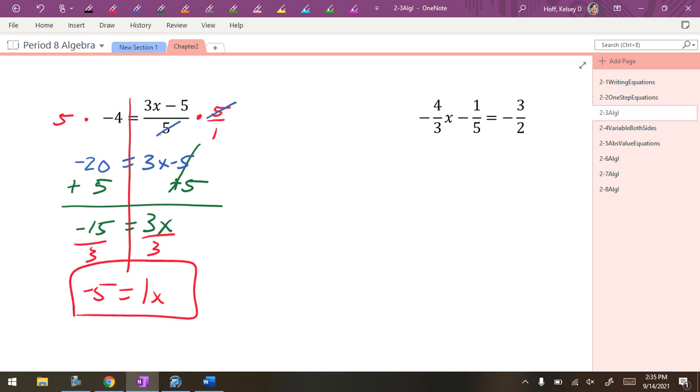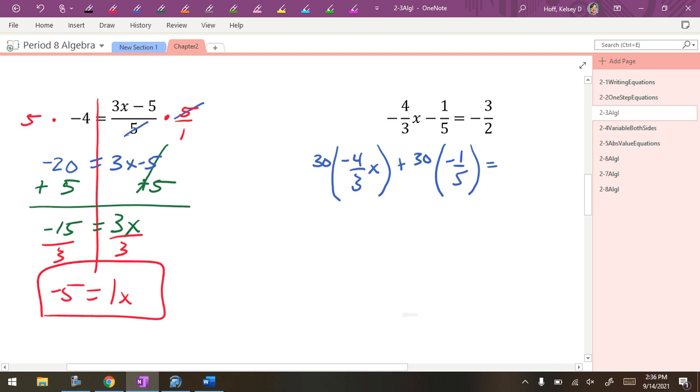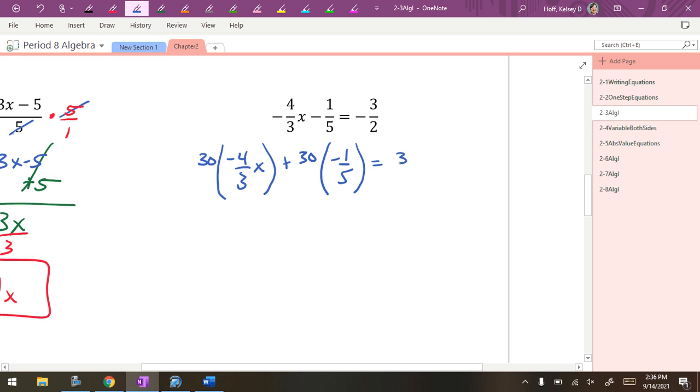I'm going to give you a hint. Multiply them all together. You usually find your answer. 3 times 5 times 2. Okay? We need to multiply every single piece of this equation times 30. Looks like this. 30 times -4/3 x plus 30 times -1/5 equals 30 times -3/2.